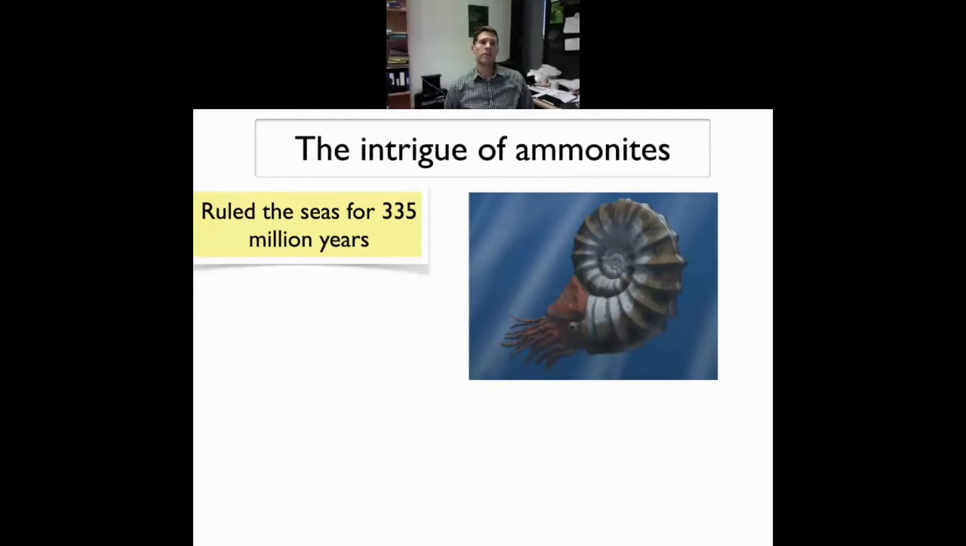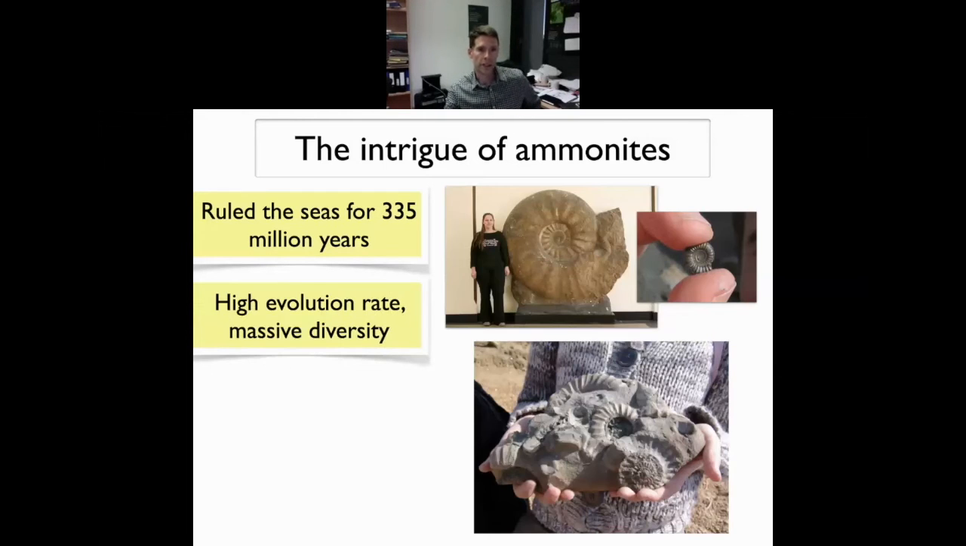Ammonites were an incredibly dominant species. Ammonite is a group; there are many species of ammonite. This is a group of mollusks that ruled the seas for 335 million years, but they've been extinct for something like 65 million years. Nevertheless, they are incredibly abundant. They were very successful. They had a high evolution rate, so there's massive diversity. They can be found all over the world.